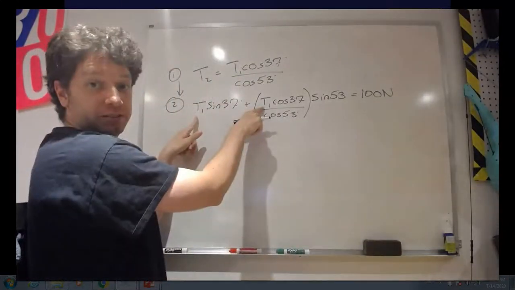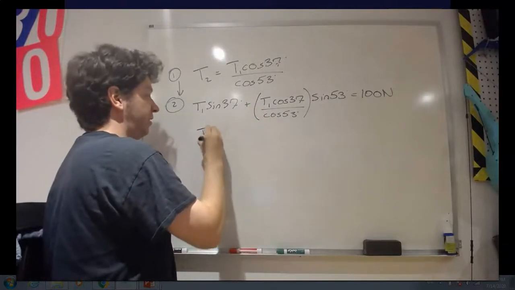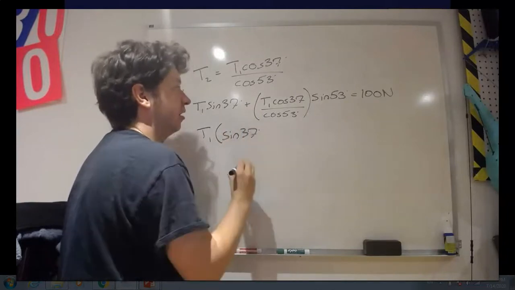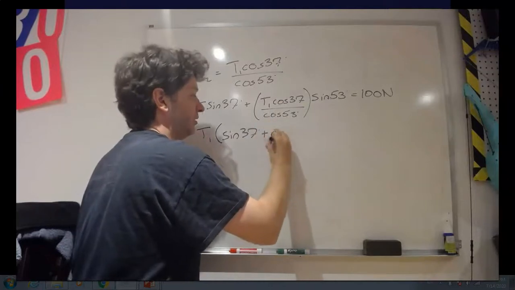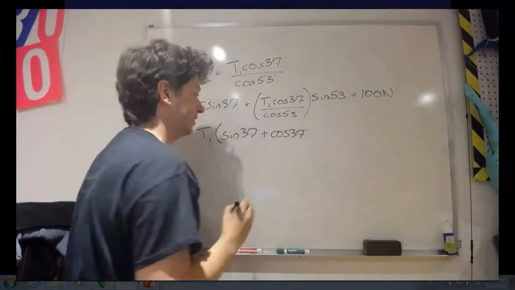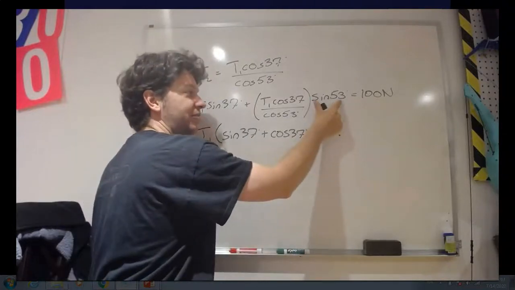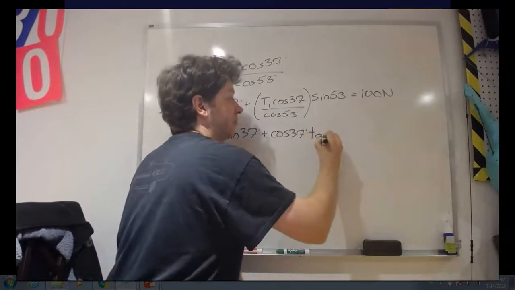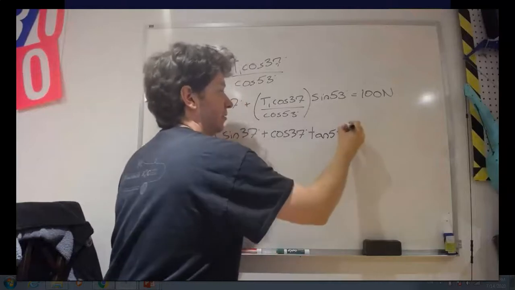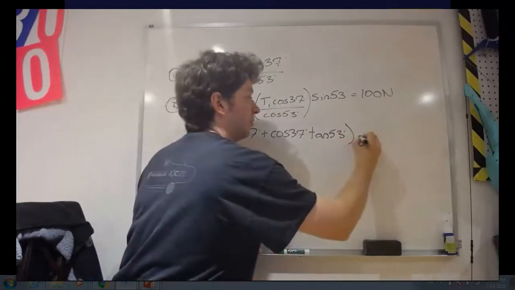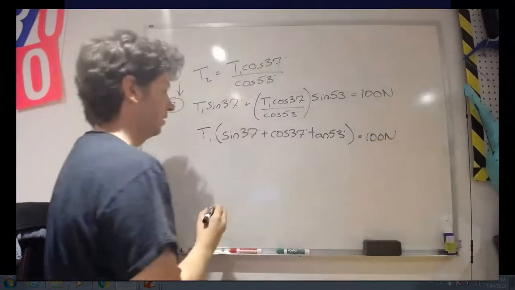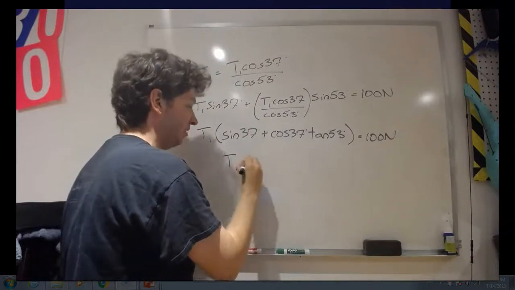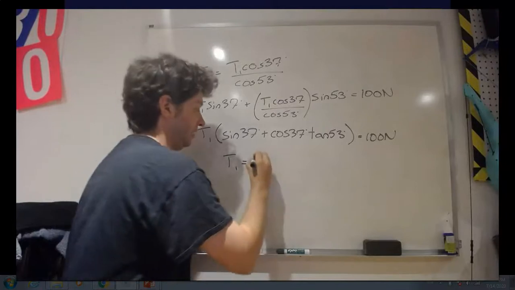So we have t1s here that I can factor out. So we have t1 all times by this wonderful trig. Cos 37, so plus cos 37. To make things a little bit less messy, I can take sine 53 over cos 53. Sine over cos, if you remember your trig identities, is just tan 53. And that equals 100 newtons. Now divide both sides by that huge bracket. You can plug things into your calculator and you'll get T1 to be 60 newtons.